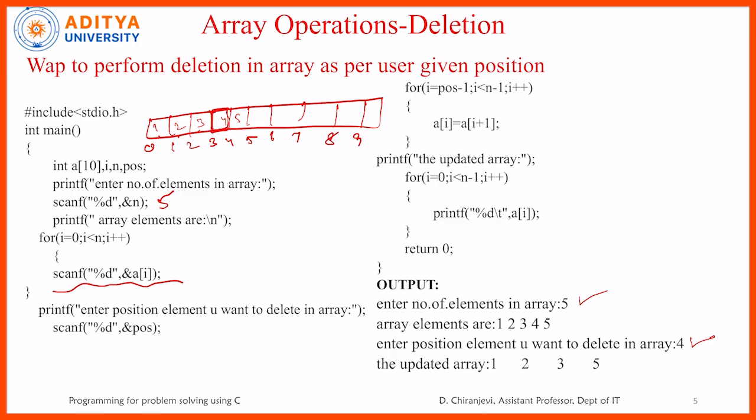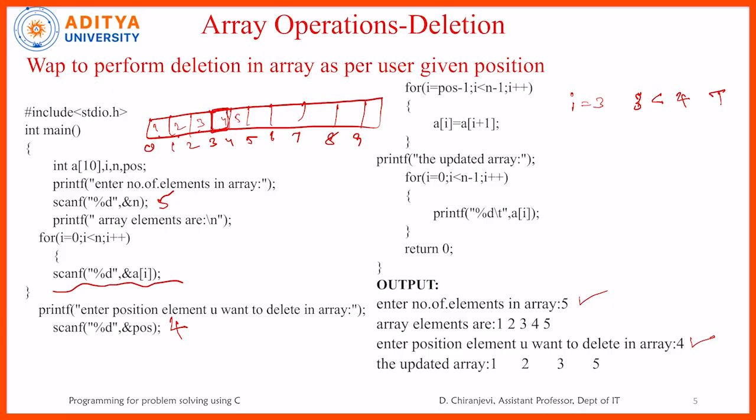Now the position you given is 4, right? Now from where do you need to start shifting? You need to start from position minus 1. So the position is 4, so position minus 1 you got, so that is the i value you will get, that is 3. Now i, that is 3, less than n minus 1, so n is 5, so n minus 1 you will get 4, 3 less than 4, that is true.